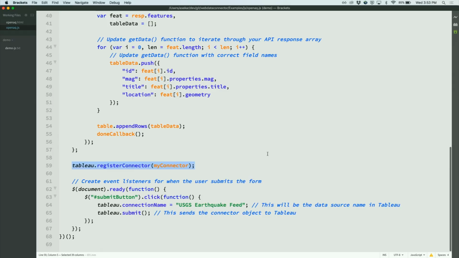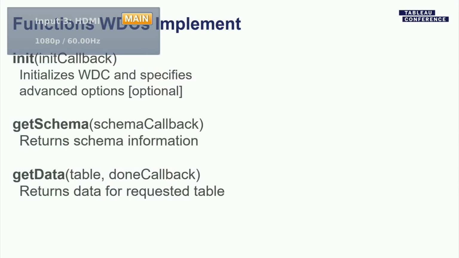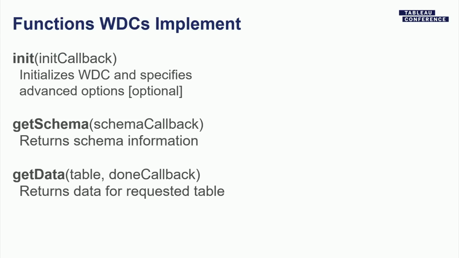So I want to quickly go back to the slides and remind you of something. Remember seeing the slide before when Brett talked about it, where he mentioned there are 3 functions needed to implement a basic WDC. In fact, we can get a basic WDC up and running in just 2. We can just do get schema and get data. So let's get started with writing get schema.